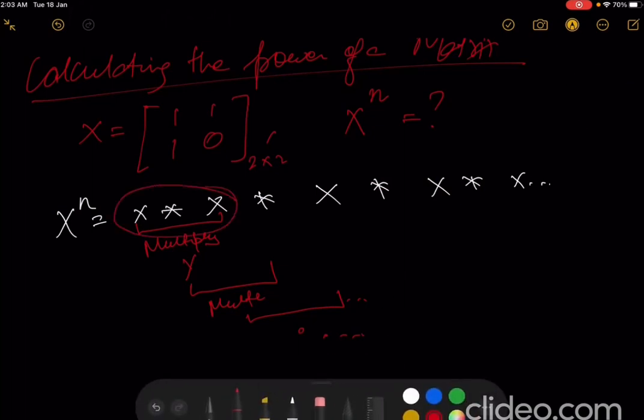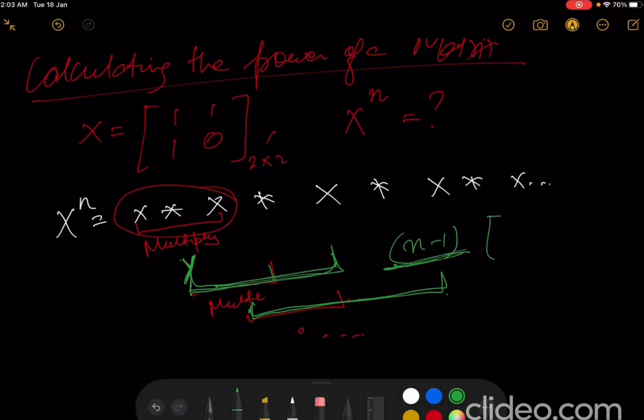After multiplying these two matrices, let's say you store it in some matrix y. Now you multiply the matrix y and x again. Whatever resultant matrix you got, you again multiply it with x, and just keep on doing this. So basically you multiply around n minus 1 times two matrices of size 2 cross 2.